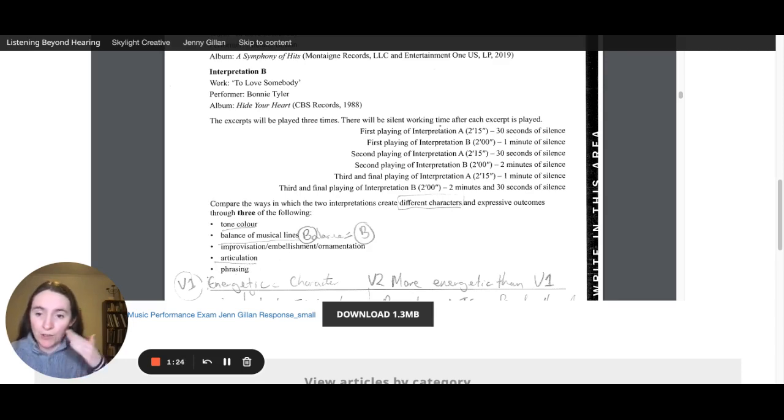So when you look at the anatomy of my question, and again, don't read in detail if you're going to sit this, as it's a spoiler and you won't be able to use the question once you've done this. But the first thing is, I name the character first. So in this one, I say it's energetic. And in version 2, I actually say it's more energetic than version 1. So the characters aren't that different.